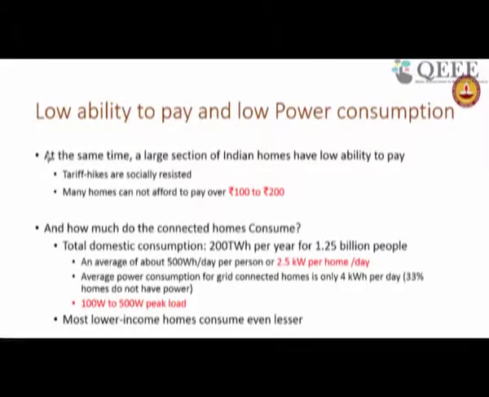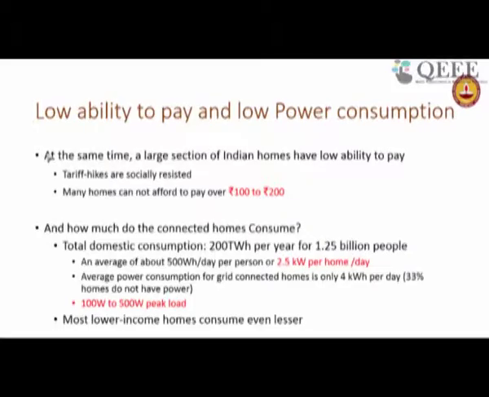Per person, you divide by 1.25 billion and by 365, and you come to less than 500 watt hour per day. And if you take even 5 people in a home, you are talking about 2.5 kilowatt hour. So that's the average consumption of power today in India: 2.5 kilowatt hour in the whole day, in 24 hours. If it was uniform, you are talking about using not more than 100 watts. Just imagine, this is the average consumption.